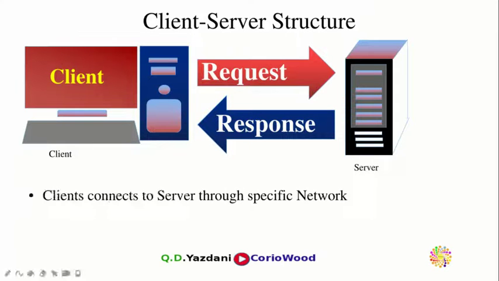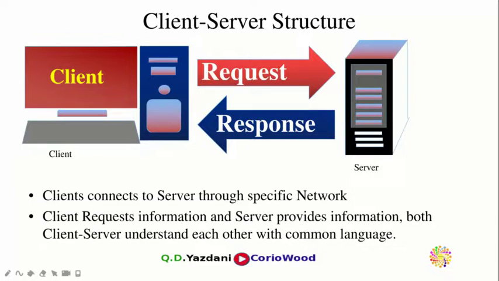And this is the client server structure. Clients connect to the server through a specific network. Clients request information and servers provide information. Both client and server understand each other with a common language, whether that language is the internet or PHP, so they have a common language. For example, you are sending something to Amazon, and Amazon uses, for example, PHP, so you understand each other through PHP.